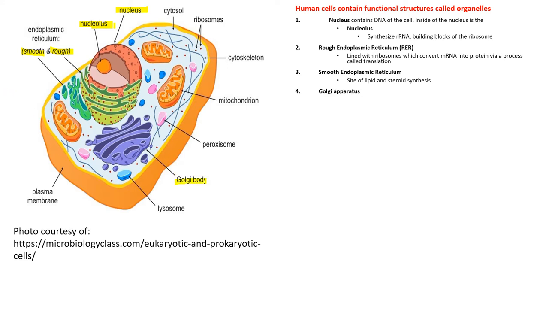The next is the Golgi Body, or the Golgi apparatus, and this is responsible for post-translational modification, so after mRNA is converted into protein, as well as the transporting of proteins. The next is the mitochondria, and this is responsible for generating energy, or ATP, of the cell.